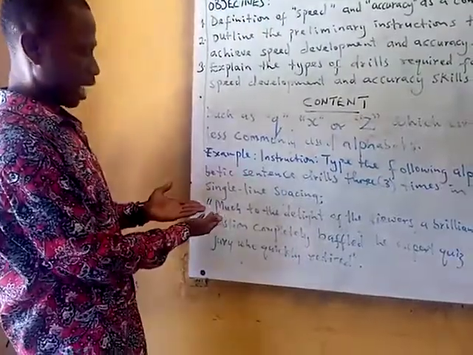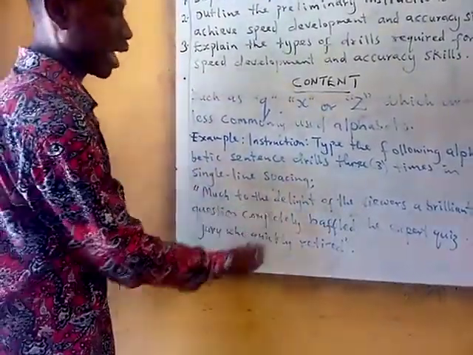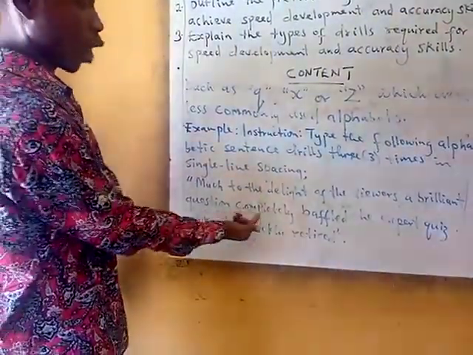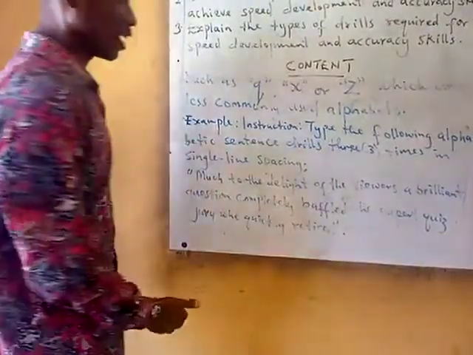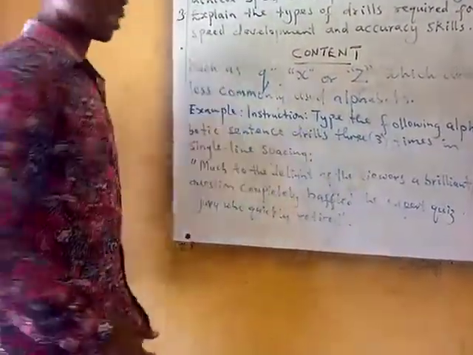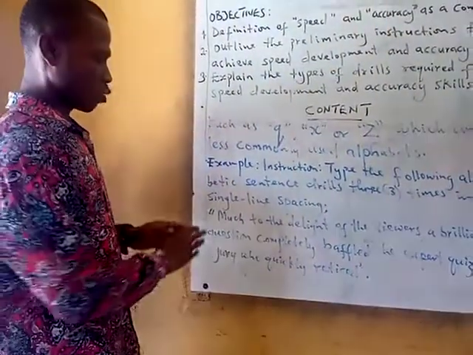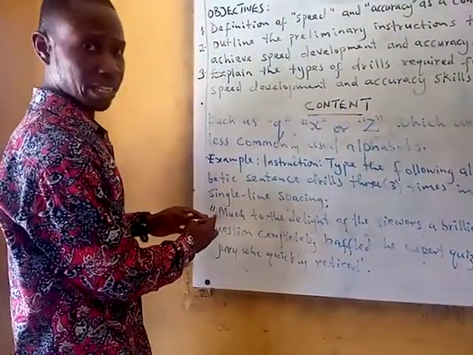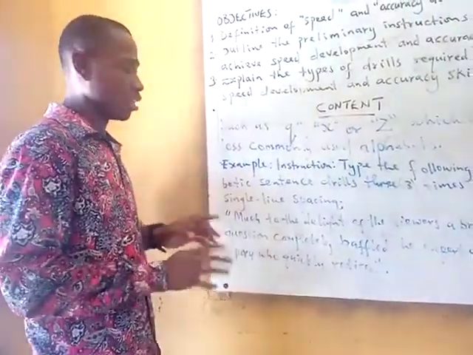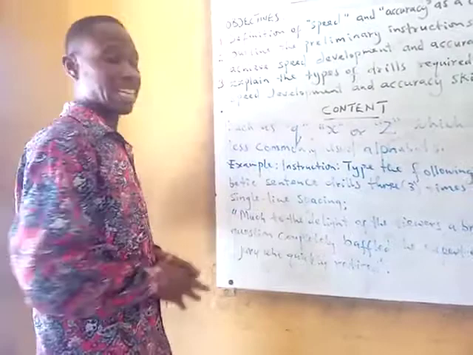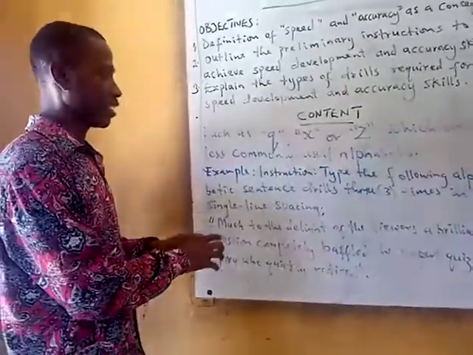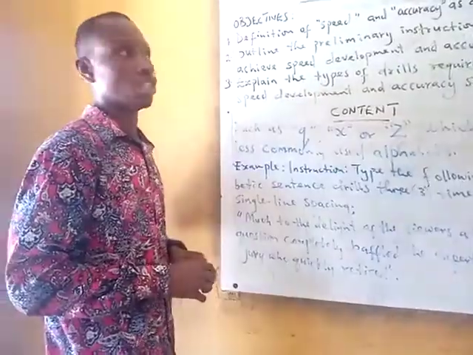Now look at the text. It says, much to the delight of the viewers, a brilliant question completely baffled the expert quiz jury, who quickly retired. Now you carefully sit down and look at this statement, and you see that all the letters of the alphabet are contained there, from A to Z. So that's what we mean by the alphabetic sentence drill.